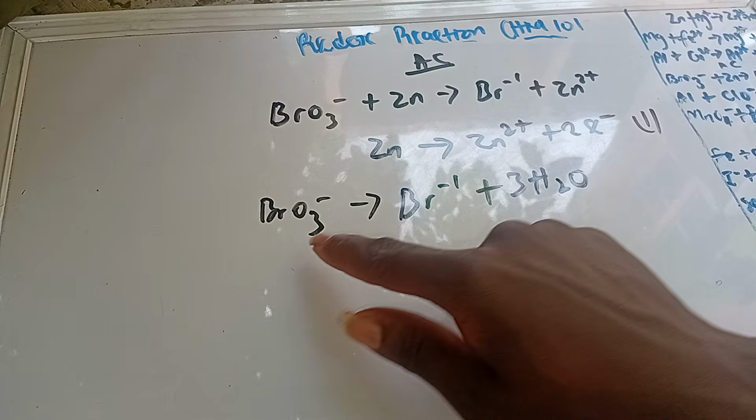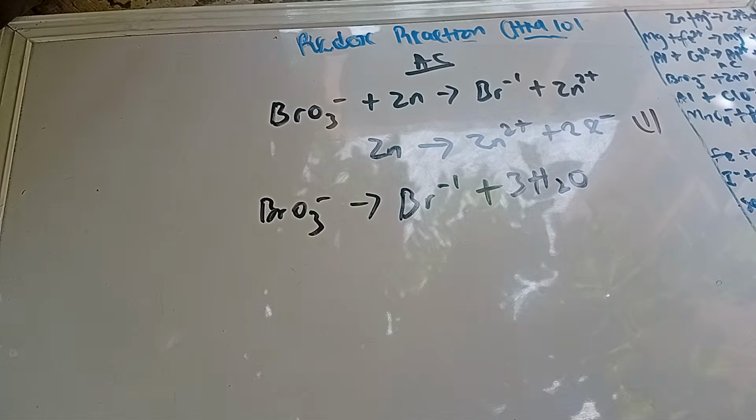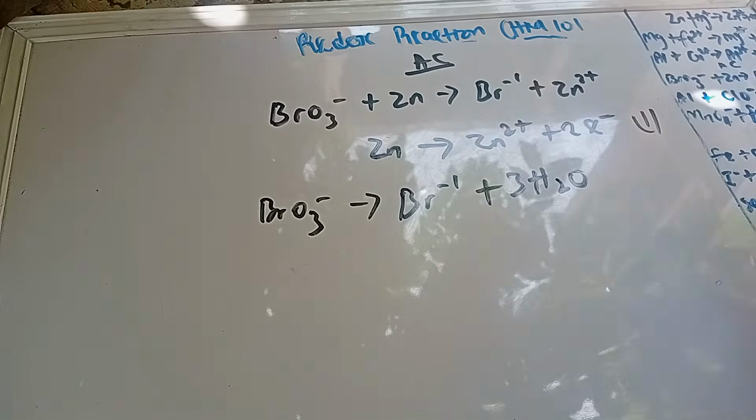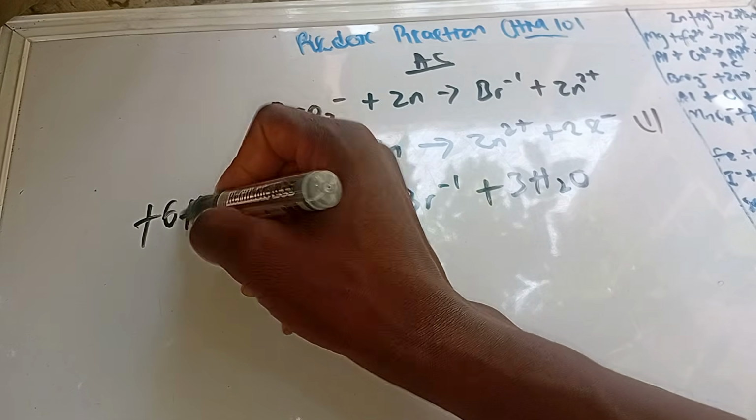Now the right side, oxygen is still here, oxygen is still here, balanced. But let's see, how many hydrogen do we have here now? 6. So you have to balance this side too. How do we balance it? Add 6 hydrogen ion.